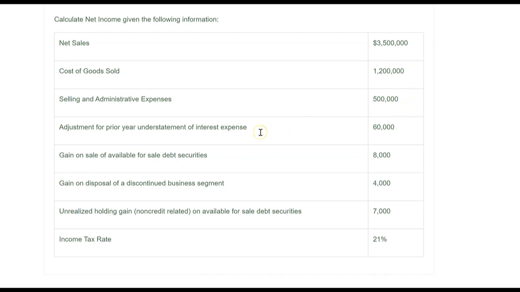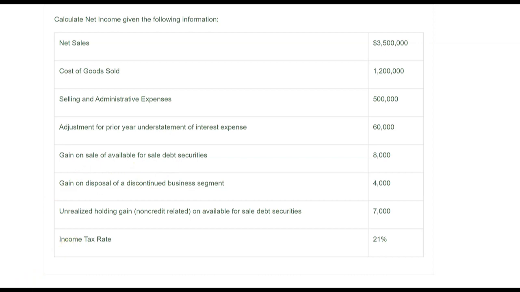But what about some of these other items? Adjustment for prior year understatement of interest expense. Would that $60,000 appear on the current year income statement? No, because that's a prior period adjustment. It'll impact the opening retained earnings balance on the balance sheet. It will not appear on this income statement. Ignore the $60,000.